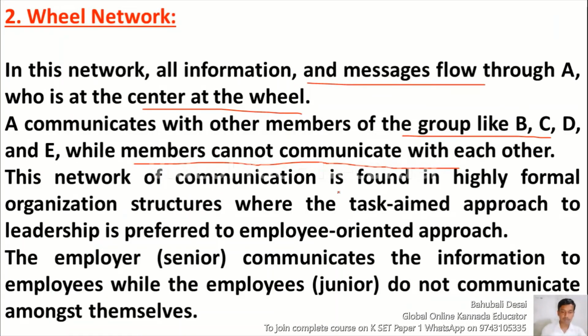This network of communication is found in highly formal organizations. So this is also a formal chain of communication. So for example, the employer communicates the information to employees, while the employees do not communicate among themselves.